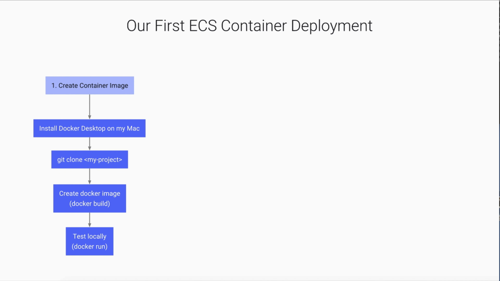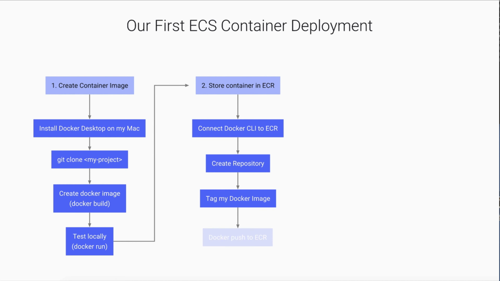To create the container image, I'm going to use Docker to do that. So I installed Docker Desktop on my Mac, and then I clone my project so that I have the code. I use Docker build to create that image, and then I test it locally, Docker run, voila, brilliant, it works. Okay, now we're going to store that container in ECR.